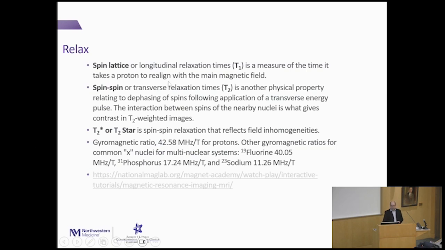So the first example is called T1, that's spin lattice relaxation or longitudinal relaxation. And that is when the proton realigns with the main magnetic field, which is what I was showing. And then there's spin-spin or transverse relaxation, which is when you have more than one echo or more than one pulse, and then the dephasing is followed by a second pulse. And the difference between those is when you can get a T2 weighted image. T2 star is a little more complicated. I'm going to get to that in a minute. And like I said earlier, you can do other nuclei like fluorine and phosphorus and sodium, but we're not going to get into that.